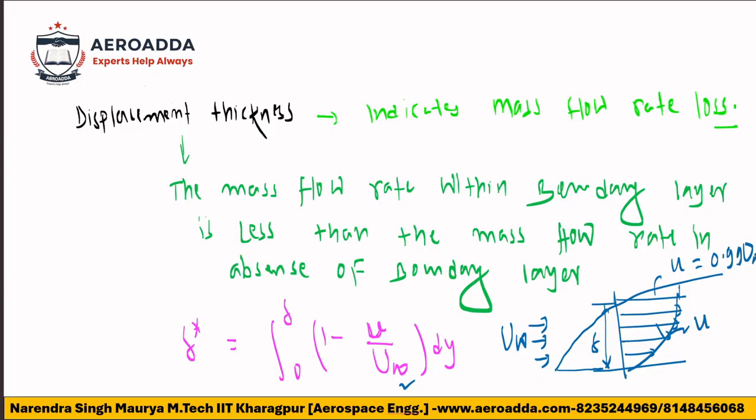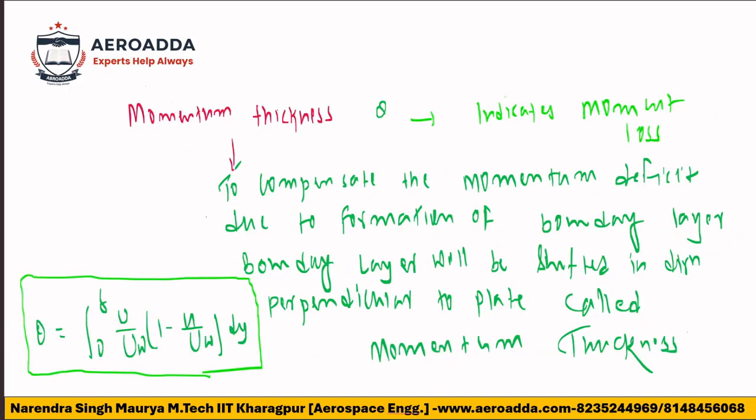Similarly, the momentum thickness indicates the loss of momentum, and to compensate that the boundary layer will be shifted, which is called the momentum thickness. Now we'll talk about the energy thickness, delta E. The energy thickness indicates the loss.